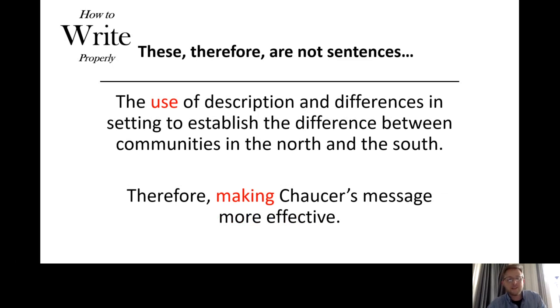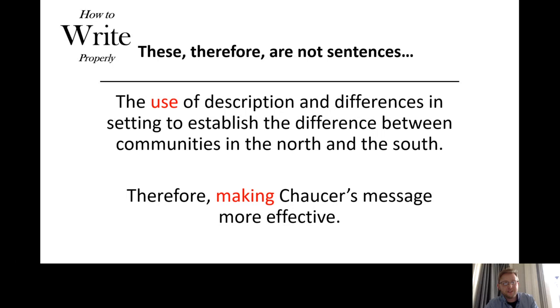With those rules in mind, we can now look at more complicated writing, perhaps when we're proofreading our own work, and we can see when something is missing, something's gone wrong, which affects the expression and the clarity. So a sentence here that I made up, but based on many real examples. The use of description and differences in setting to establish the difference between communities in the north and south, full stop. So something has gone wrong here. It may have seemed to the hypothetical author that this made sense when it was bookended by other sentences, but as a standalone sentence, as we're viewing it now in a vacuum, it doesn't make sense.